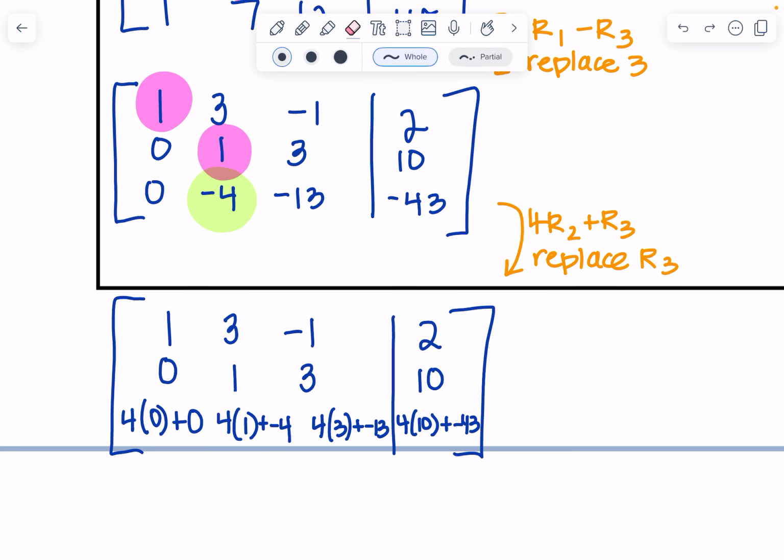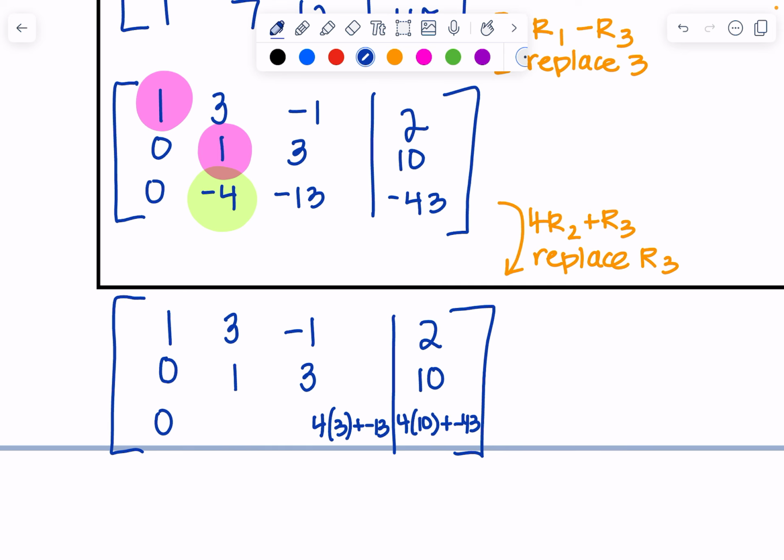Okay, so 4 times 0 plus 0 is 0. 4 times 1 plus negative 4 is 0, which is what our goal was. 4 times 3 plus negative 13 would be negative 1. 4 times 10 plus negative 43 would be negative 3. I'm going to double check because I'm not wanting to make a mistake here. Yes, so this right here is going to be negative 3.